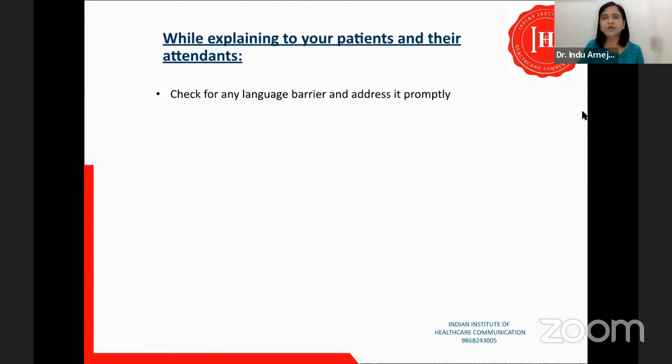Official languages are 20. 22, I'm so sorry, 22 official languages. And how many dialects do we have? More than 700. So you can well imagine that you can expect patients from any part of the country. And now, why only the country? I think India is becoming a hub for medical tourism. We are getting patients from neighboring countries and also far off countries.